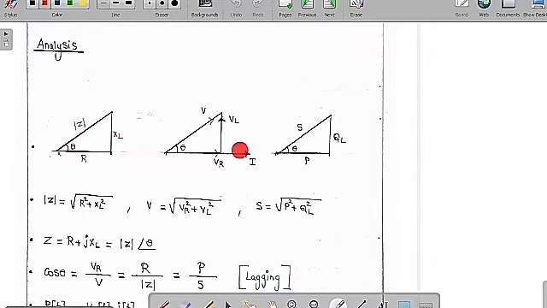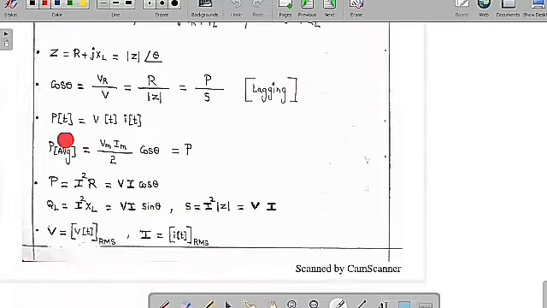So we are going to say it as a lagging power factor. Whenever the current lags the voltage, we call it a lagging power factor, and if the current leads the supply voltage, then we call it a leading power factor. Always we take the voltage as the reference vector. Then the instantaneous power is equal to supply voltage times supply current.